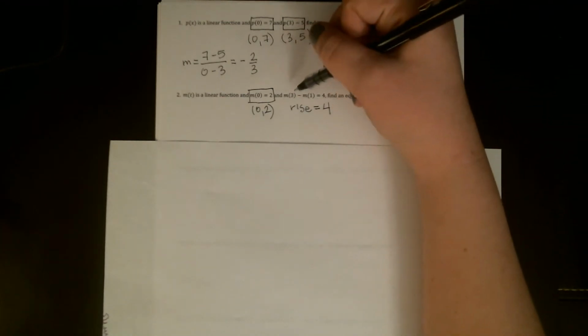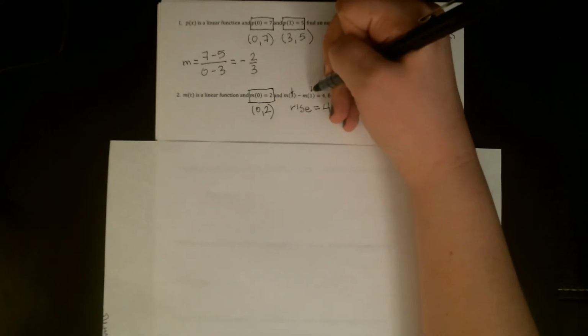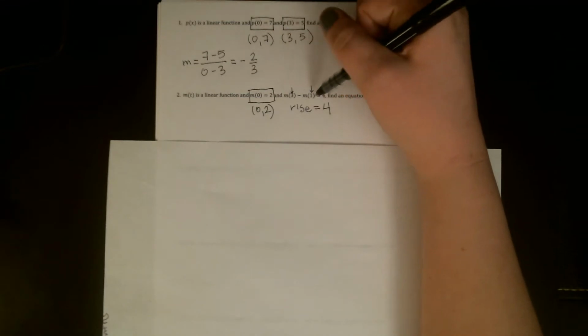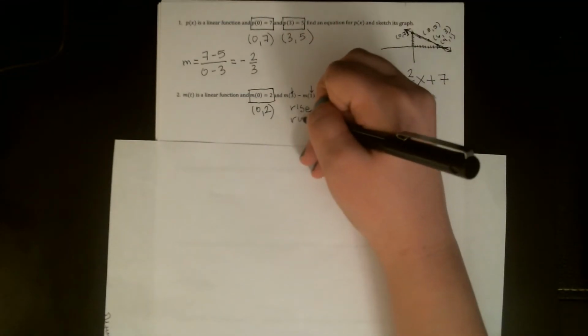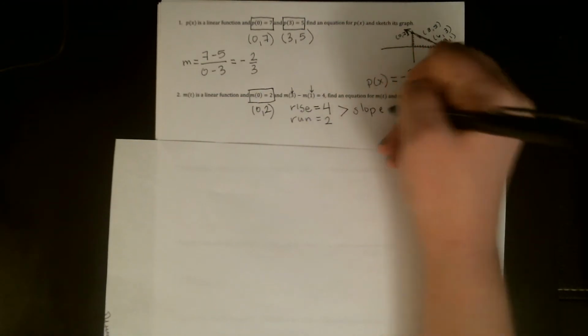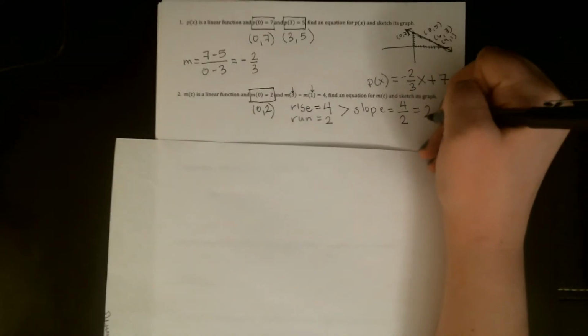But this again is the beauty of function notation. If I'm looking at m of 3 minus m of 1, yes, I'm thinking y value minus y value, but hidden in that statement, I know exactly which x values. So if I have x values of 3 and 1, I know that my run is 2. So to build my slope, I'm going to take rise over run, and I'm going to get that my slope is 2.